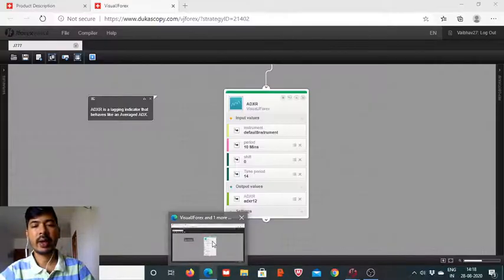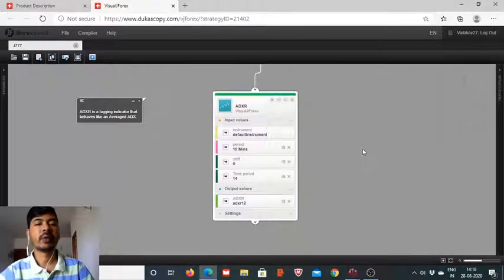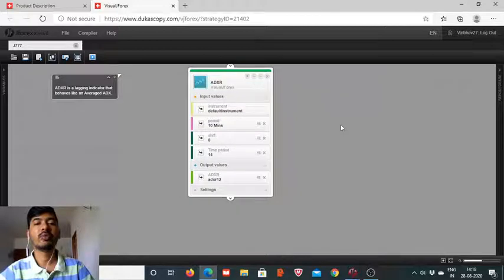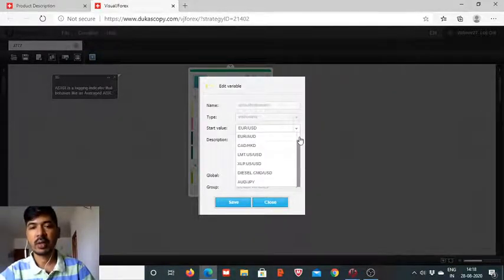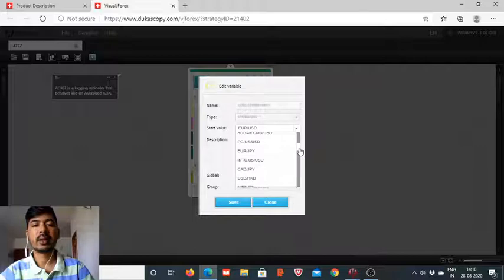Now let us go back to the Visual JForex board. Here we have to define the instrument, the instrument of your choice. For this session we will keep the Euro USD as it is, but I would like to remind you that any of these listed indicators can be taken for designing the algorithm.